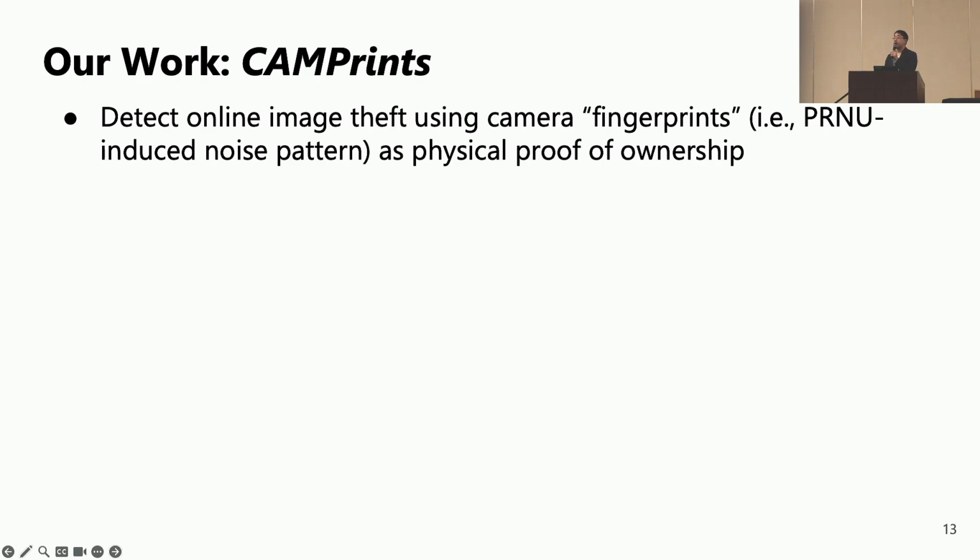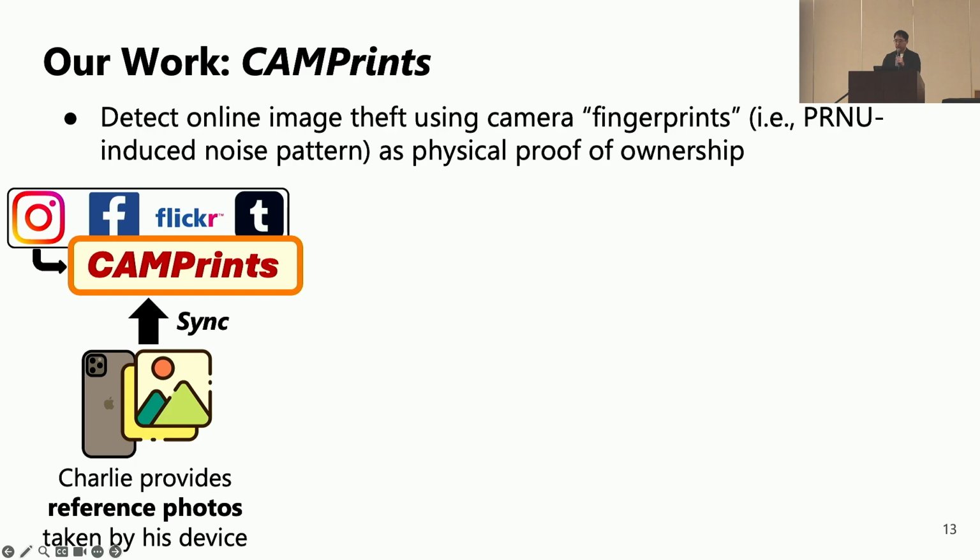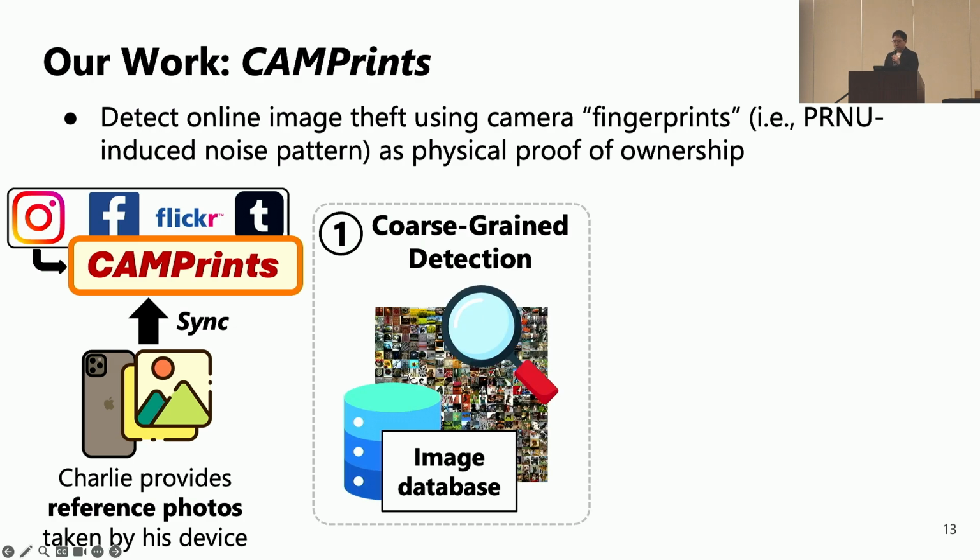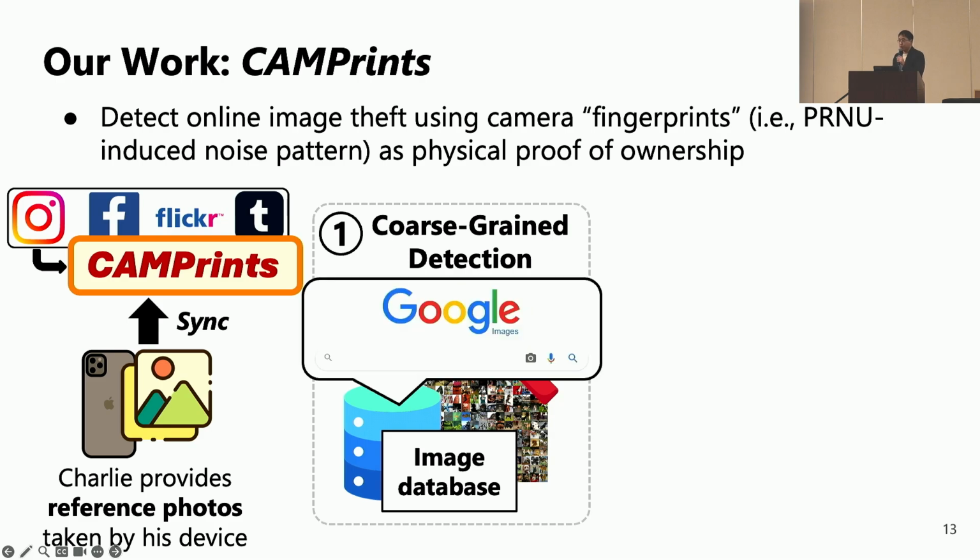Next, let's see how our approach, CAMPrints, can help address image theft in real-world cases. Suppose Charlie shares photos on social media that incorporate CAMPrints. The system periodically scans for potentially suspicious images, and we refer to this process as coarse grain detection. It relies on image content and may yield false positives. This is very similar to Google image search. I believe everybody uses it.